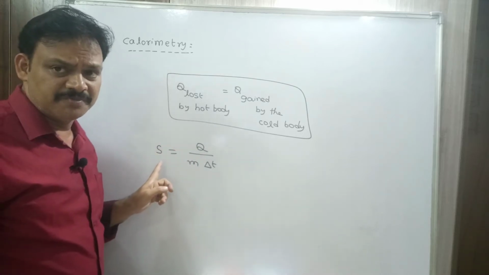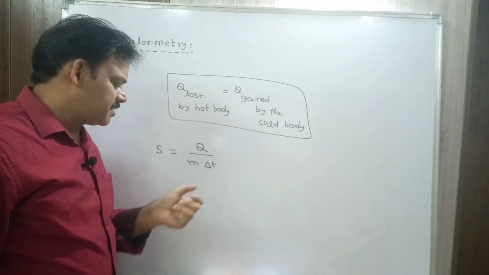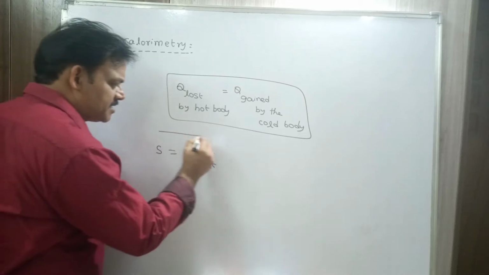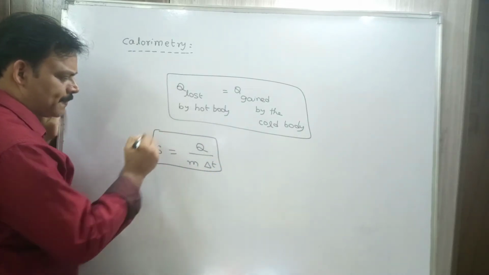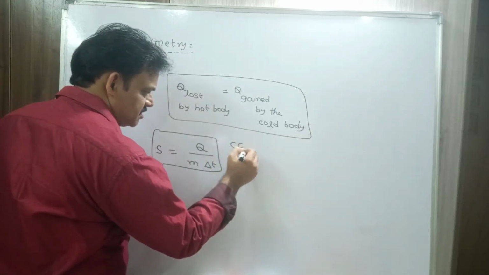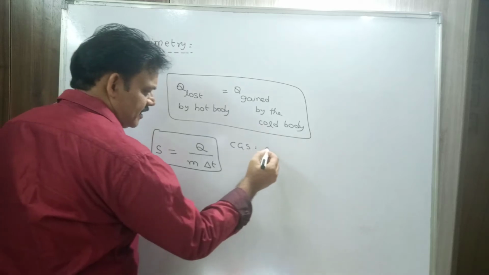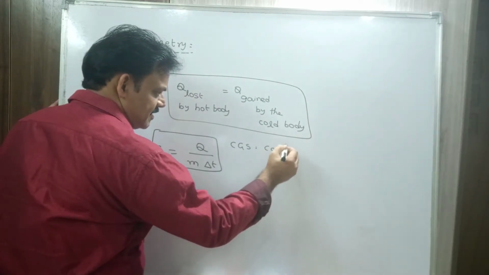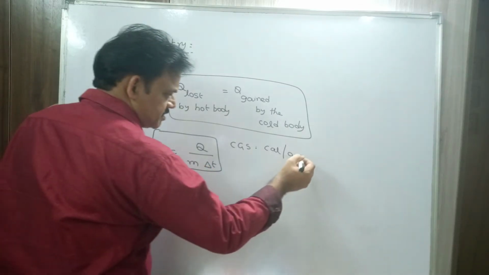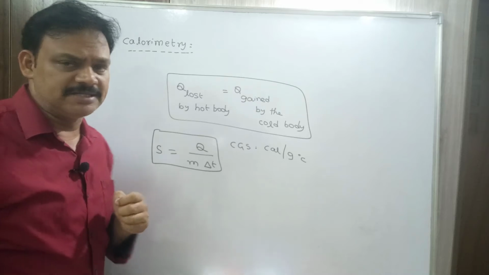So the definition of specific heat is the amount of heat required to raise the temperature of unit mass of substance through 1 degree Celsius. This is the basic definition of specific heat. I hope you know its units. CGS units of specific heat: for heat, the CGS unit is calorie; for mass, grams; for temperature difference, degree Celsius. So calorie per gram degree Celsius.